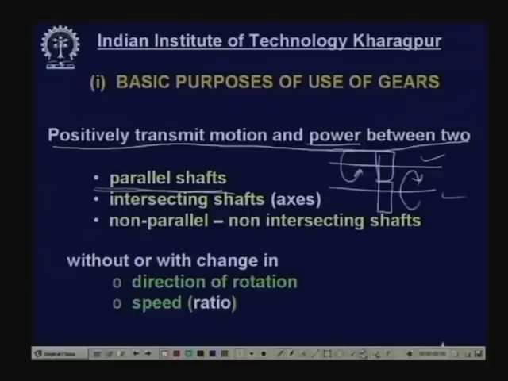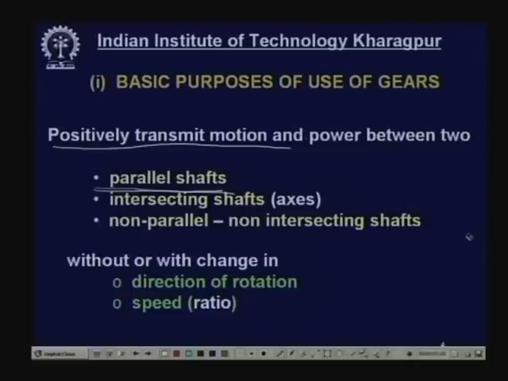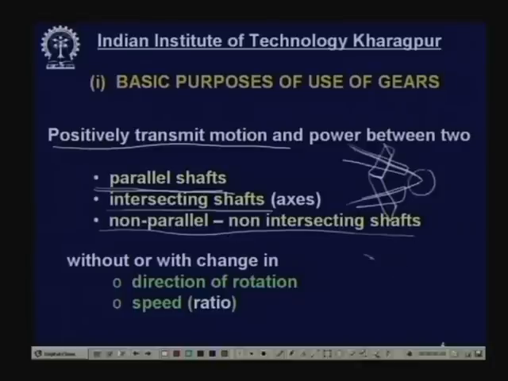Now, it may not be that the shafts will be parallel. It may so happen the two shafts have axes inclined like this, but they will be intersecting if extended. So motion has been transmitted from this shaft by this gear, and you put another gear here, a bevel gear, for intersecting shafts, where the axes of the shafts if extended will intersect at a point. Then there are non-parallel, non-intersecting shafts. Suppose there is one shaft here, another shaft here, and this is neither parallel nor will they intersect. This will go over the other, and if you want to transmit power between them, you have to take a special kind of gear.